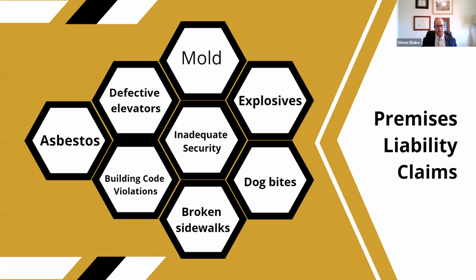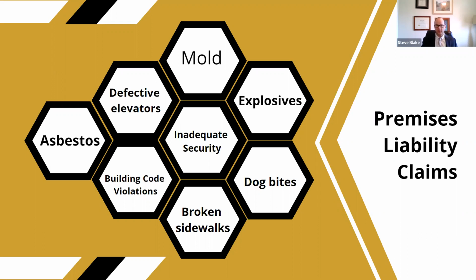Let's say that there's a commercial property that's known for having some criminal activity and the landowner does not hire sufficient security to police the property, and somebody gets mugged or beaten at the property. They could potentially say that the security was inadequate, which is the landowner's fault, and it could open them up to a premises liability claim.